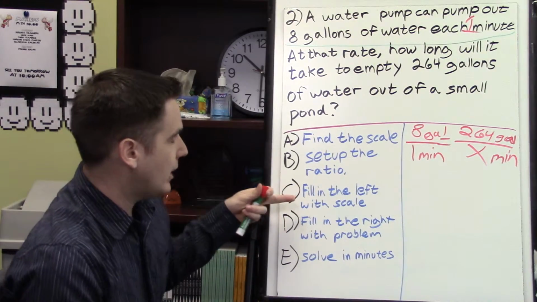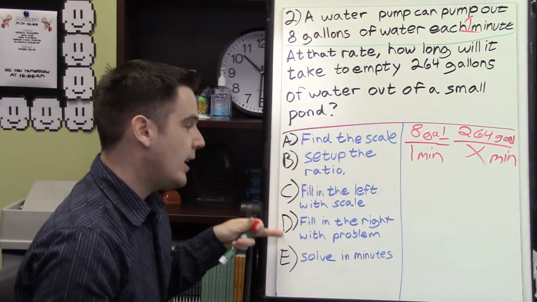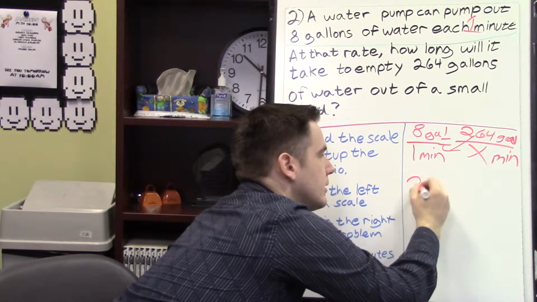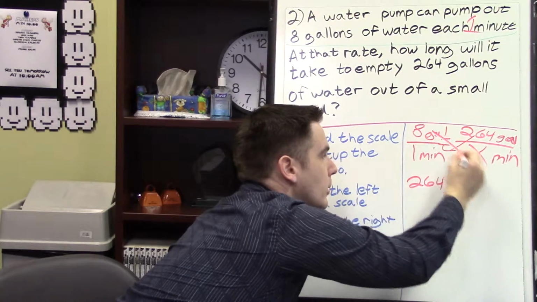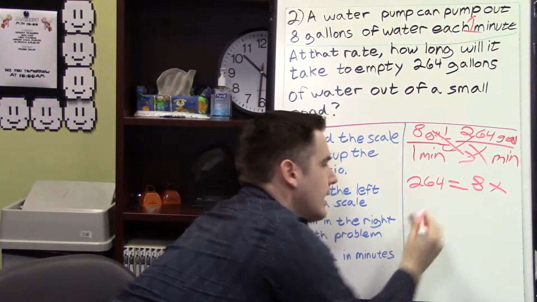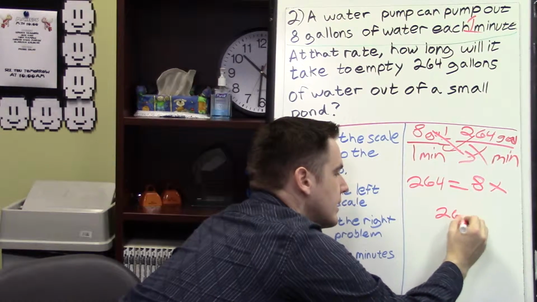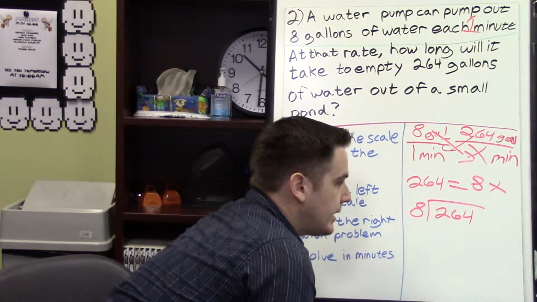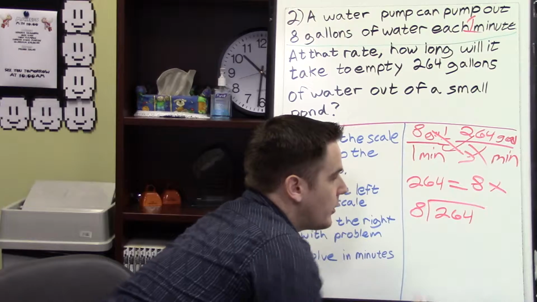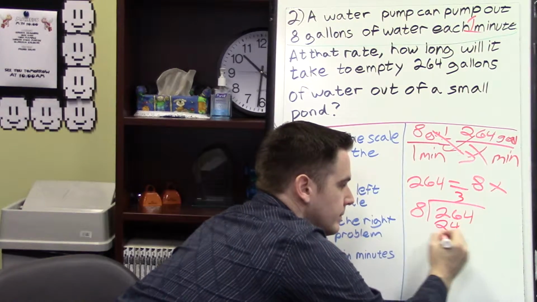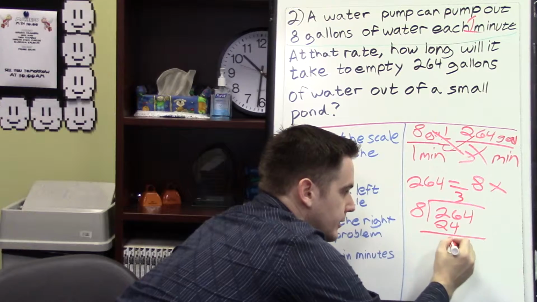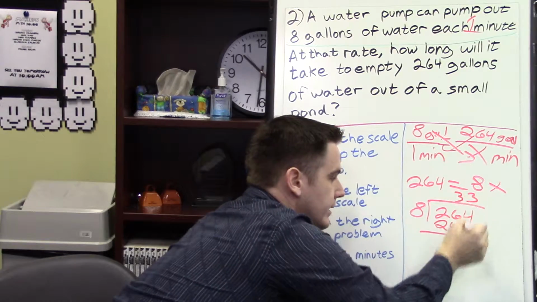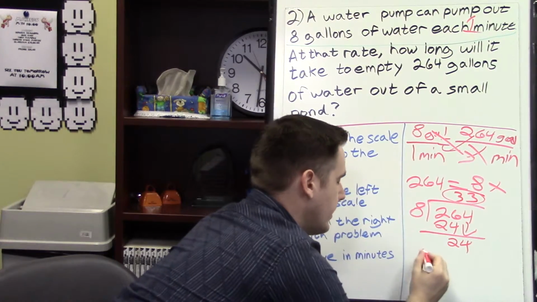Now we filled in the left. I kind of went through this fast because this is the 4th video now on this. Fill in the right with the problem, solve in minutes. Okay, so we multiply 264 by 8x, and then we're going to go 264 divided by 8. 8 times 2 is 16. 8 times 3 is 24. So 2 and 4, we're bringing that down, and so 3 again, and then we're evened out, so 33 minutes.